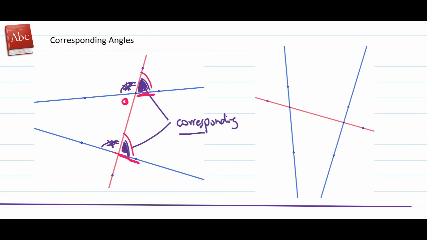Now we get 4 pairs this time. The corresponding angle for this one is here. And the corresponding angle for this one is here. Okay, I'm going to mark the corresponding angles on the other diagram. So this one and this one, this one and this one, this one and this one, and this one and this one.